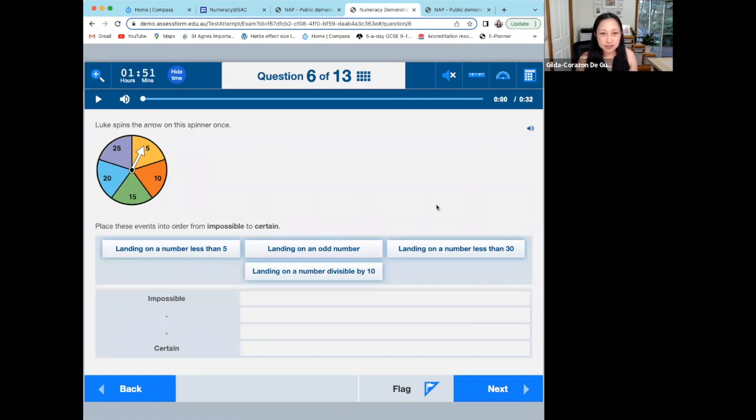Another probability question. It says, Luke spins the arrow on the spinner once. Place these events into order from impossible to certain. So this is our spinner here. We've got 5, 10, 15, 20, and 25. It says landing on a number less than 5. Are there any numbers here that would be less than 5?